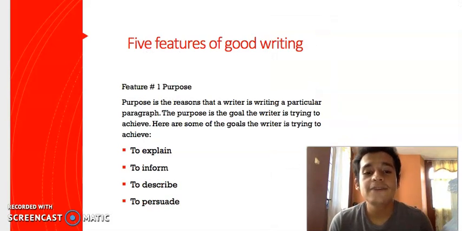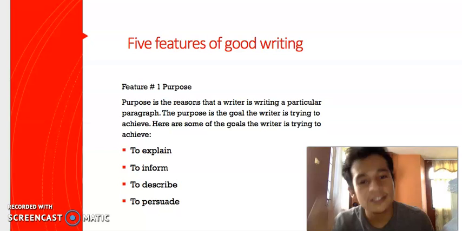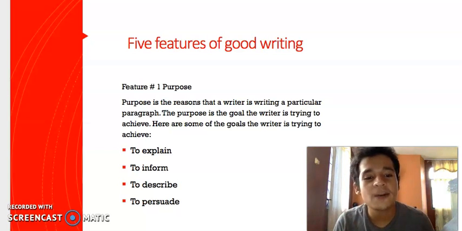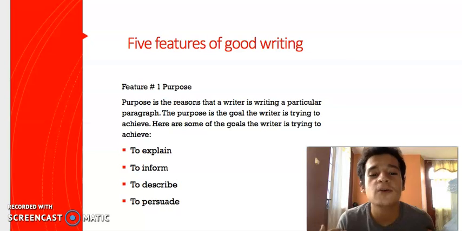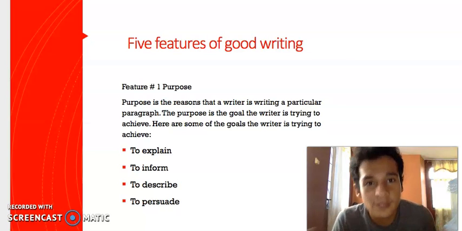We have 5 features of good writing. The first feature is the purpose. Purpose is the reasons that a writer is writing a particular paragraph. The purpose is the goal that the writer is trying to achieve. Here are some of the goals that the writer is trying to achieve.